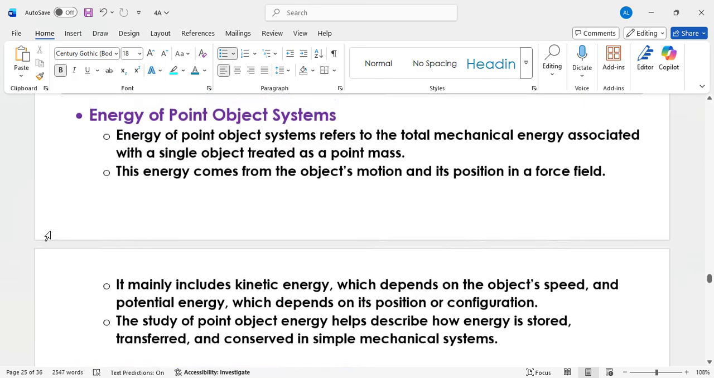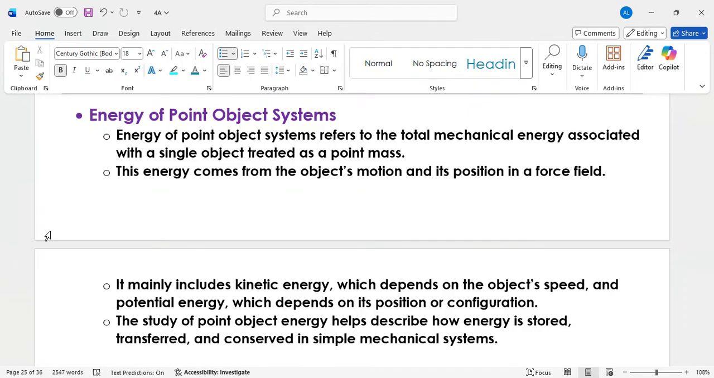Energy of point object system. The energy of a point object system refers to the total mechanical energy associated with a single object treated as a point mass. This energy comes from the object's motion and its position in a force field, right?